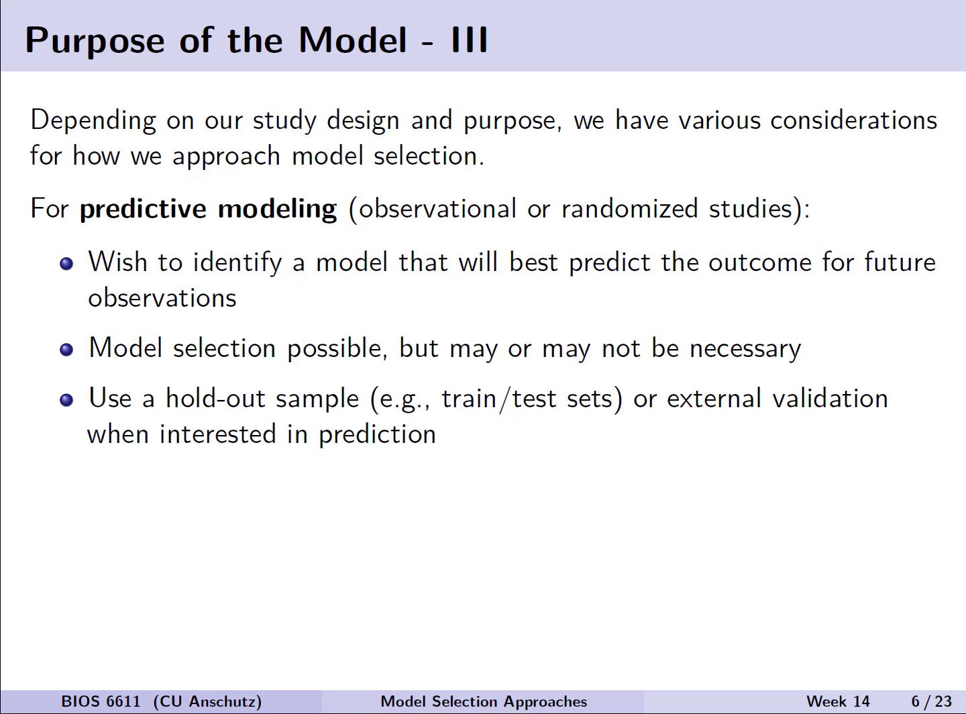In general, though, a best practice would be to have some holdout sample, for example, a training and a testing set of the data, or some external data set for validation if we're interested in prediction, because we want to avoid the case where we build a model on our specific data set, but perhaps it doesn't perform as well in a future set of data that we collect due to either overfitting or being very specific to the one data set at hand.